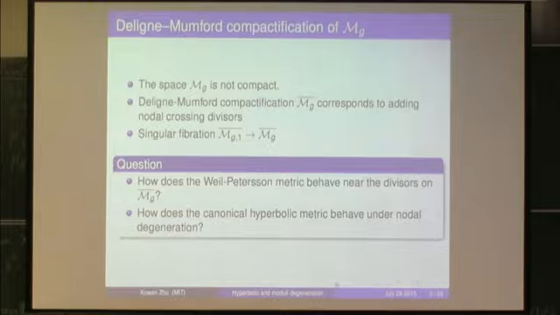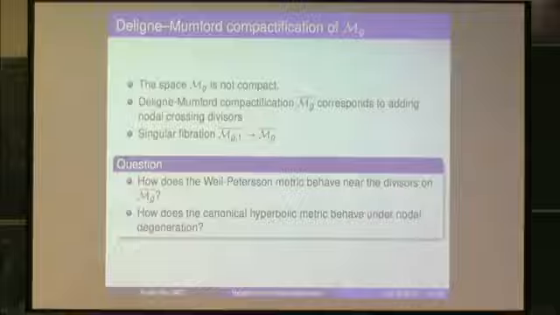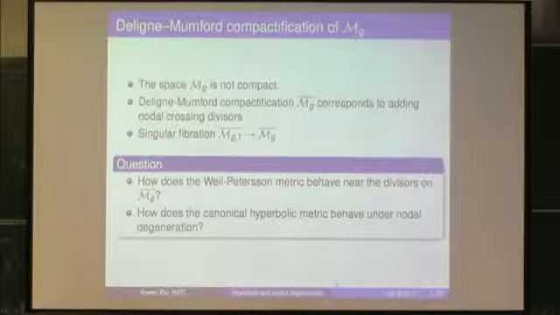The two main questions to ask here are, since we are adding exceptional divisors onto this moduli space, how does the Weil-Petersson metric behave when we approach the singular divisors? And because the Weil-Petersson metric is defined using the hyperbolic metric, the second question is, how does the canonical hyperbolic metric vary when we approach the singular fibers?